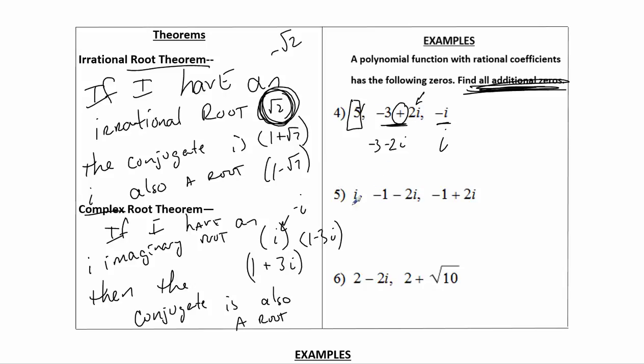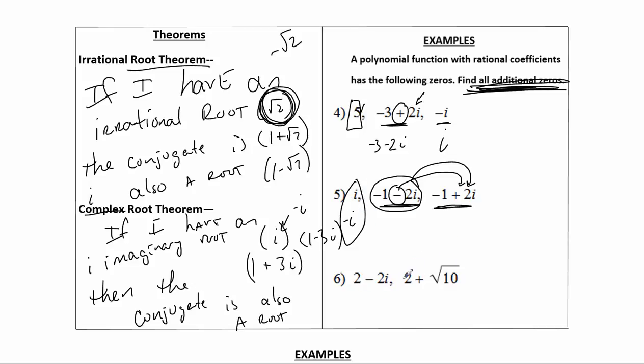This one here, oh, this is a positive i, so that's a negative i. This one here is negative 1 minus 2i. Well, this one here is negative 1 plus 2i. Isn't the negative, the opposite, then positive? And they're exactly the same otherwise? So the opposite of this one is already here. So I don't need another one because it's already there. So this is the only one that I need right there, is that negative i.